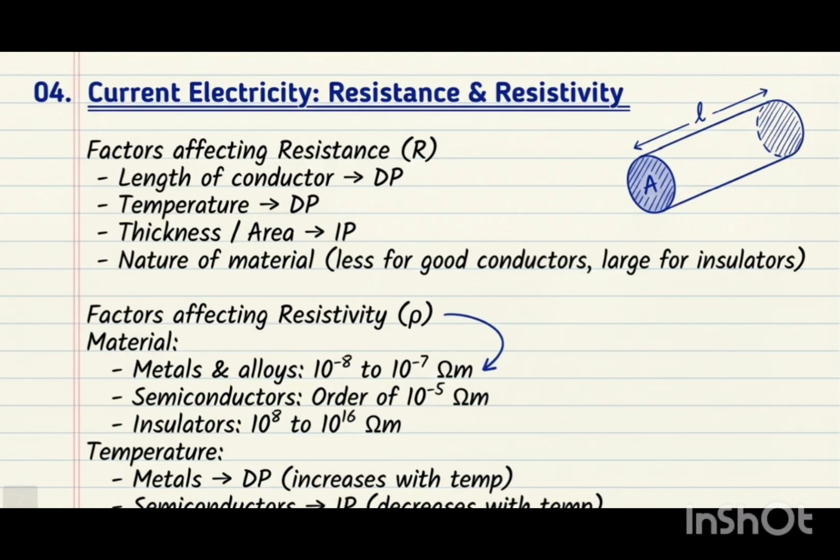Resistance of a conductor depends on several factors. It increases with the length of the conductor and also increases with temperature. However, it decreases when the thickness or cross-sectional area of the conductor increases. The resistance also depends on the material of the conductor.